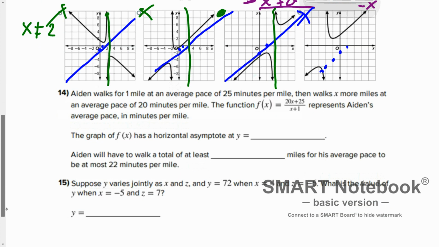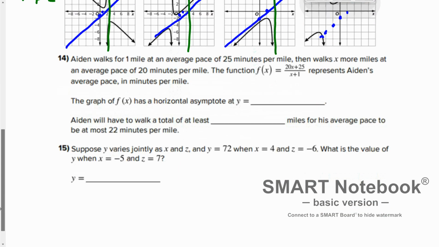Okay. All right, then we have Aiden, who walks 1 mile at an average pace of 25 miles per hour, then walks x more miles at an average pace of 20 miles per hour. Here's our function that represents Aiden's average pace in minutes per mile. Can we figure out a horizontal asymptote? Okay, so we look at the degree of the top, 1, and the degree of the bottom, 1. So it's just y equals the lead coefficient of the numerator divided by the lead coefficient of the denominator, so we get y equals 20.